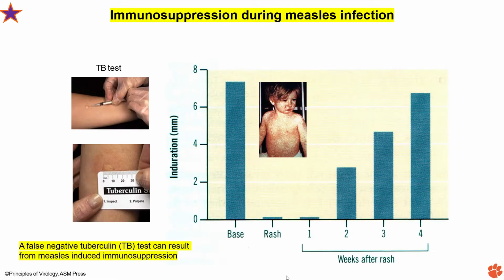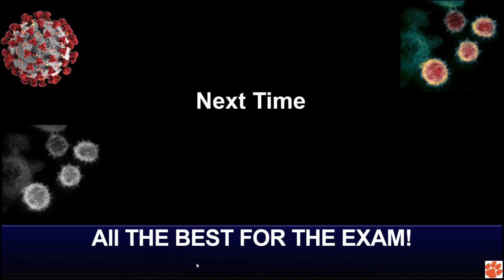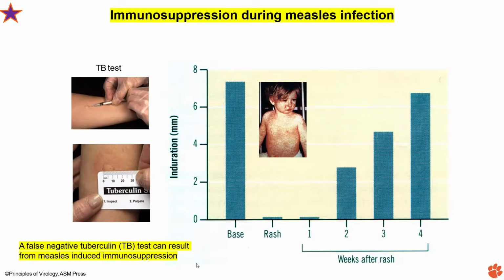And we are almost done. A false negative tuberculin TB test is due to immunosuppression by measles infection. If a person does not have a positive TB test during measles, there is no need to think that it is correct, because of the immunosuppression as well. I think that's it. Woo, finished it. That's good.